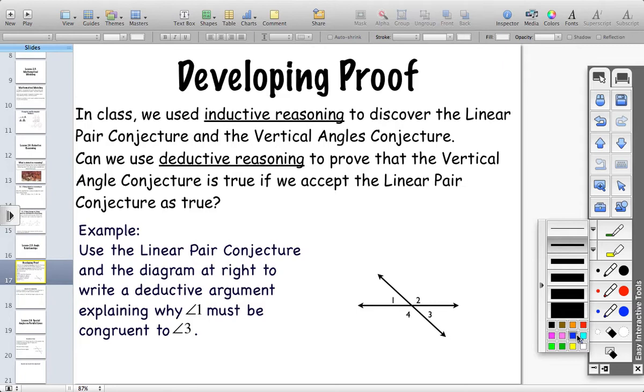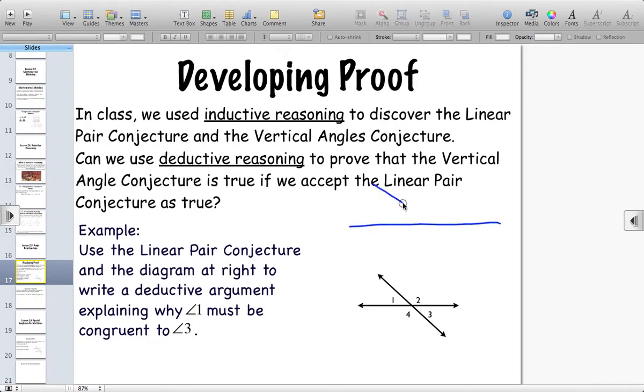One being the vertical angles conjecture, where if I have two intersecting lines, then opposite angles, the vertical angles, are congruent to each other. Then we also have the linear pair conjecture, where if I have two angles that share a common ray, then the sum of those two angles is 180 degrees.